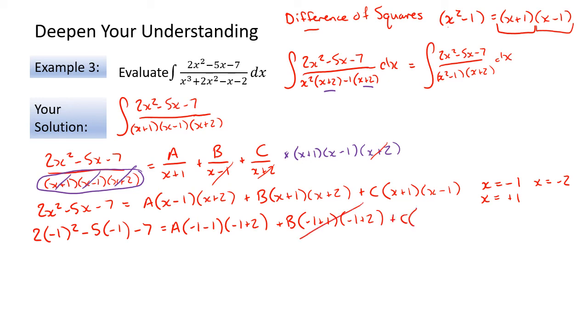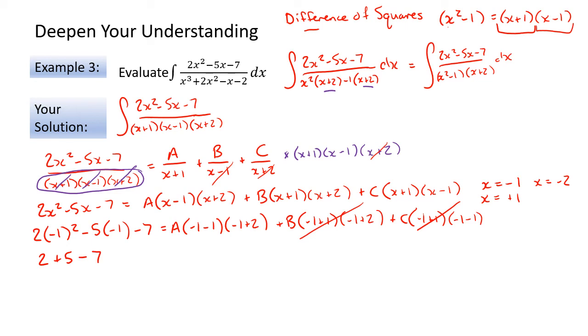And we'll have plus c times negative 1 plus 1 and negative 1 minus 1. Again, with a negative 1 plus 1, which is 0, this term will also cancel. So now if we simplify, we have 2 times negative 1 squared, which is just 2, minus 5 times negative 1, which is plus 5, and we have minus 7.